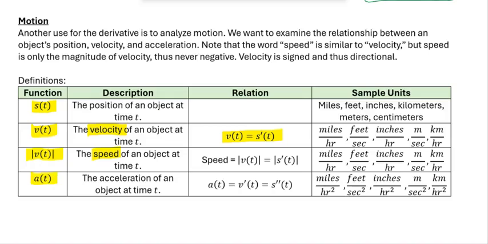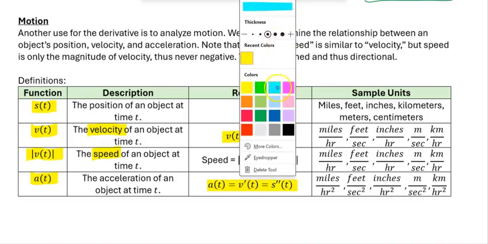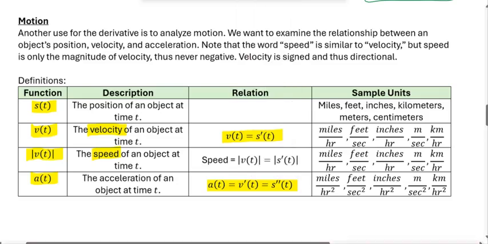The acceleration is telling you how much the velocity is changing at any one time. And the way we find that is we take the derivative of the velocity function, which is the second derivative of the position function. Now, if you examine the units, maybe it'll start to make sense why that's the case. So let's take a look at those units.